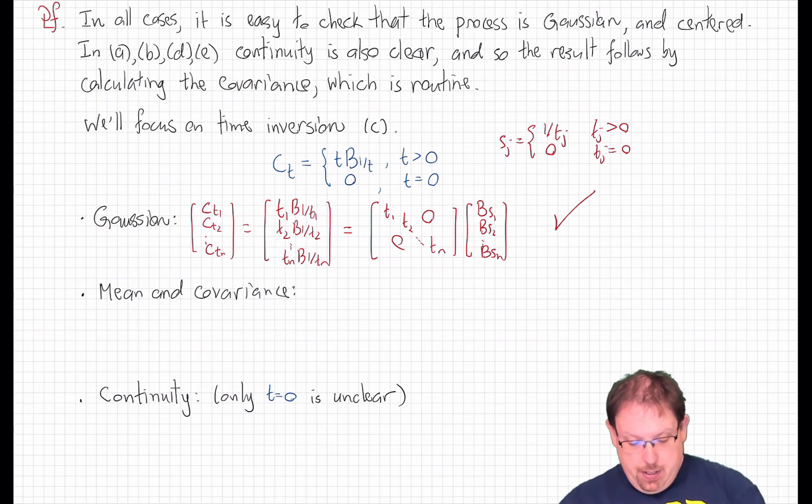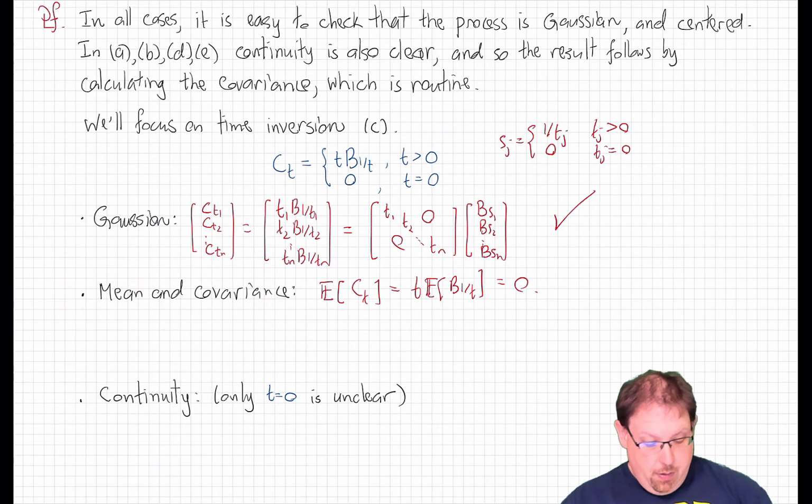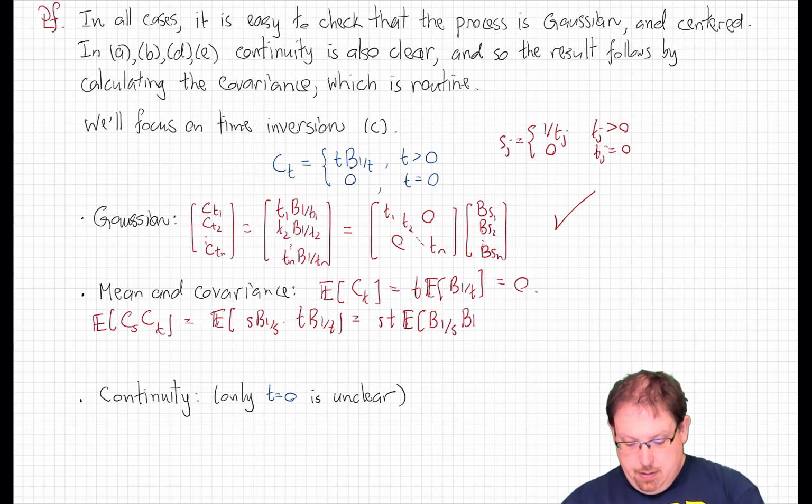For the mean and covariance, well, the mean is straightforward. The expected value of C_t is t times the expected value of B_{1/t}, and that is t times 0. For the covariance, the expected value of C_s times C_t is the expected value of s B_{1/s} times t B_{1/t}. I'll pull out the s and the t, and I know how to compute the expected value of the Brownian motion at two times. That's just going to be s times t times the minimum of 1/s and 1/t.